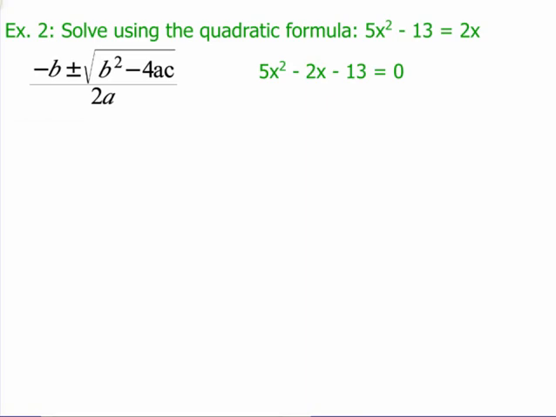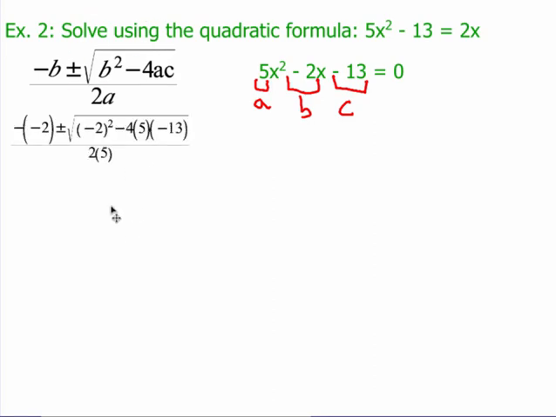All right, so I need to solve this equation using the quadratic formula. So I've got 5x squared minus 13 equals 2x. Well, first thing I need to do, subtract 2x on both sides, so that I get 5x squared minus 2x minus 13 equals 0. 5 will be A, negative 2 will be B, and negative 13 will be C. Now I plug them into my quadratic formula.